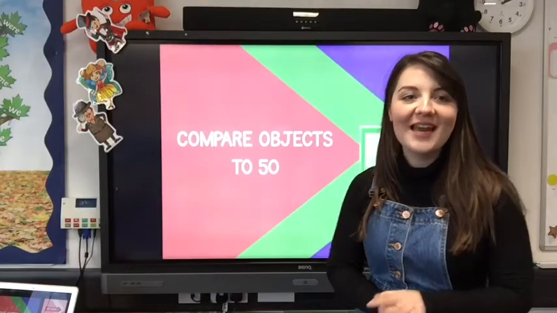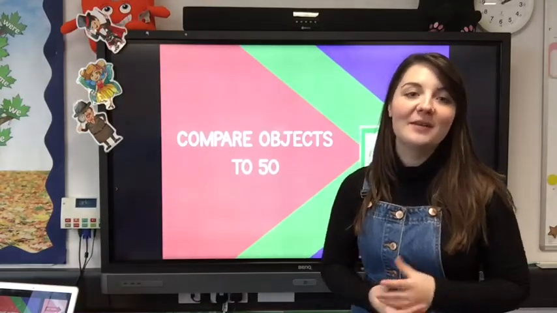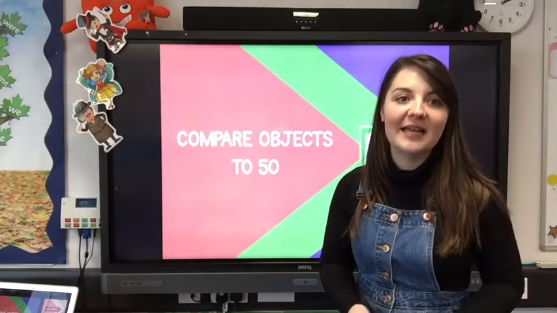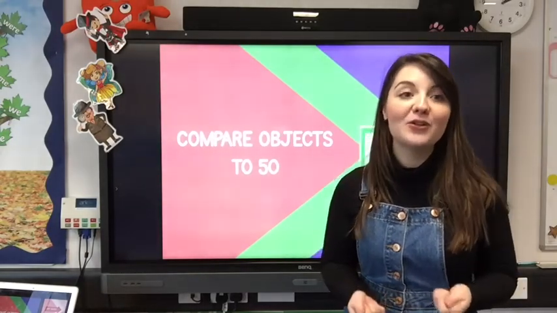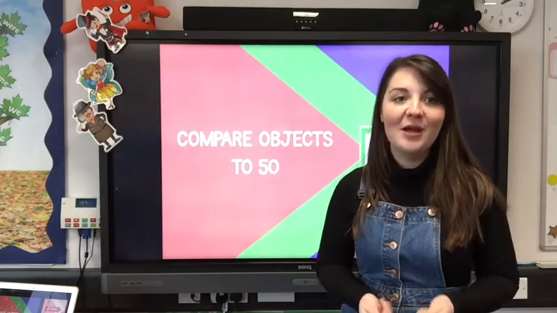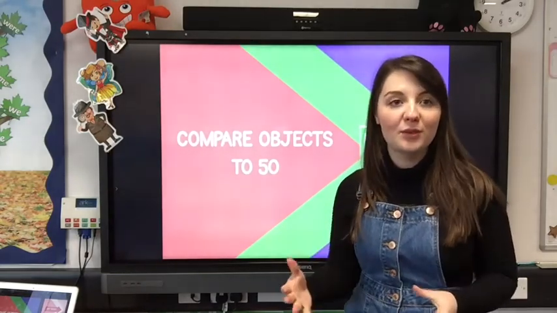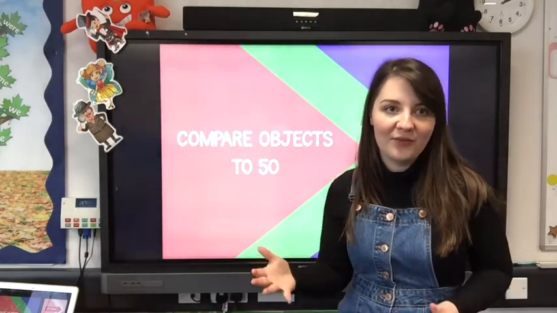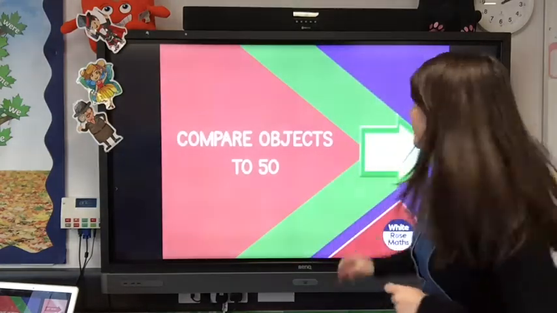Good morning everyone. Today's lesson we're going to be learning how to compare objects up to 50 using our greater than and less than symbols. Now I know a lot of you are really good at this now. We have worked with numbers up to 20. Now we're going to be doing the same thing with bigger numbers up to 50, looking at those tens and ones.